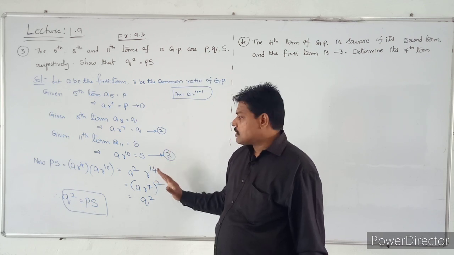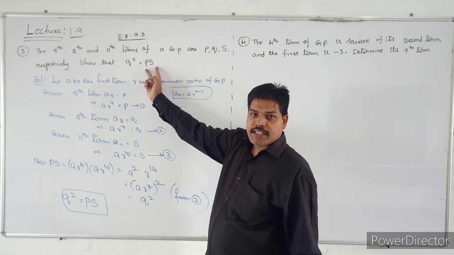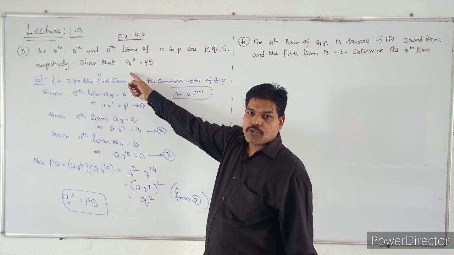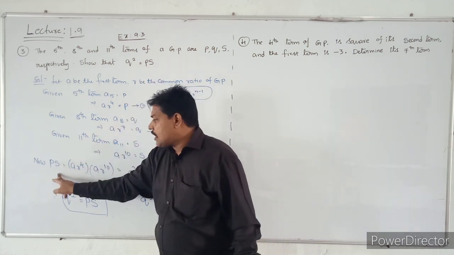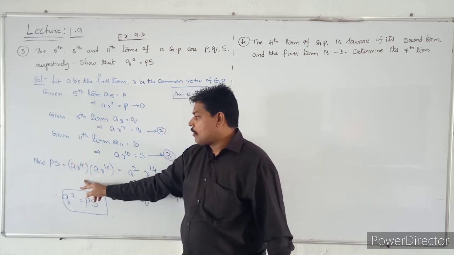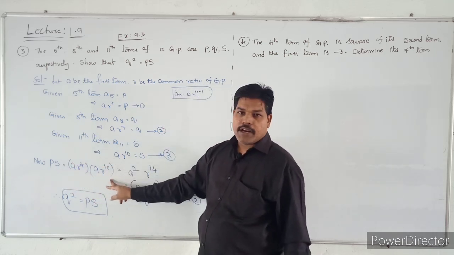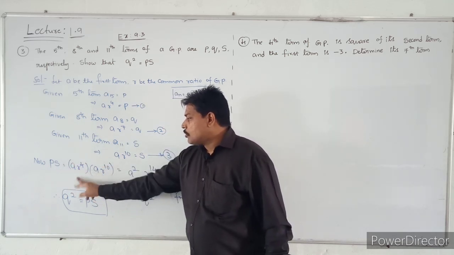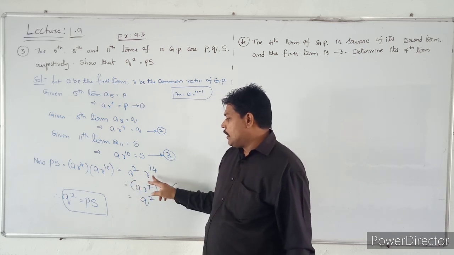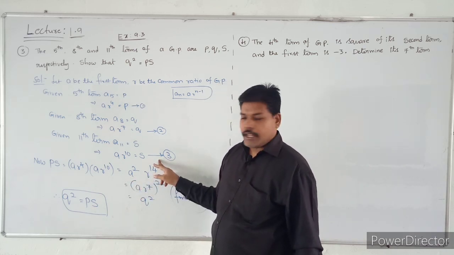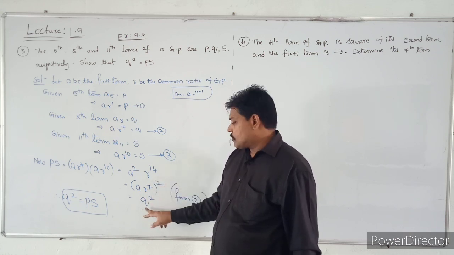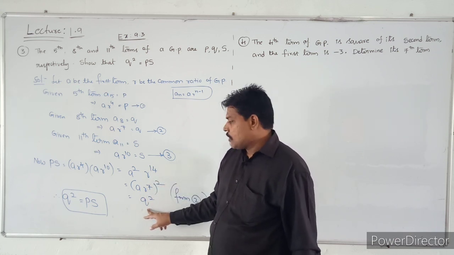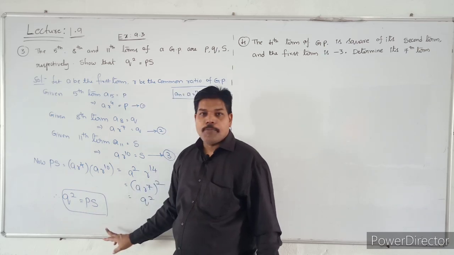After writing these, in the question we have to show that PS is equal to Q square. That's why I am taking the RHS, that is PS. The P value is A into R power 4 and the S value is A into R power 10. Multiply these two: A square into R power 14. You can write this as A into R power 7 whole square, which is equal to Q square. So Q square is equal to PS.